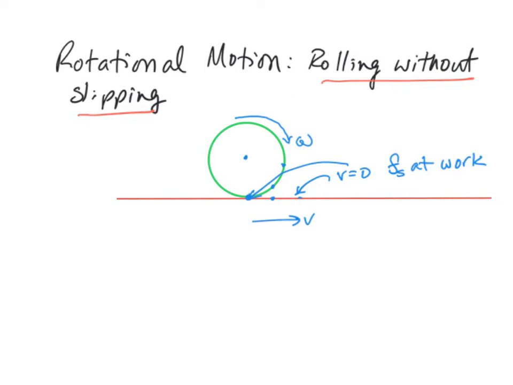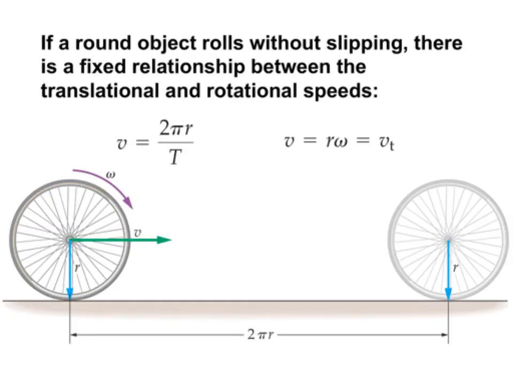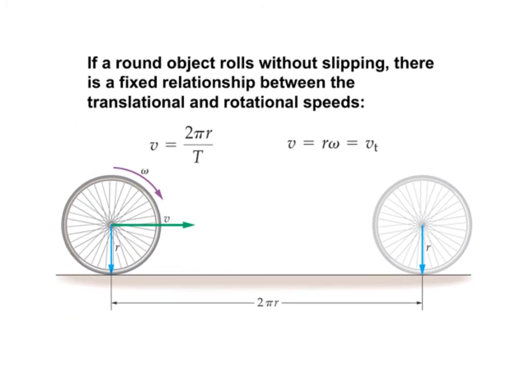Okay, so let's look at another slide, and this one shows that a round object, a wheel again, is rolling without slipping. There's a fixed relationship between the translational and rotational speeds. We've already seen this before. The tangential velocity is equal to r times omega. Here's what I want you to understand about that. There's a little more to this than meets the eye of what we've seen before.